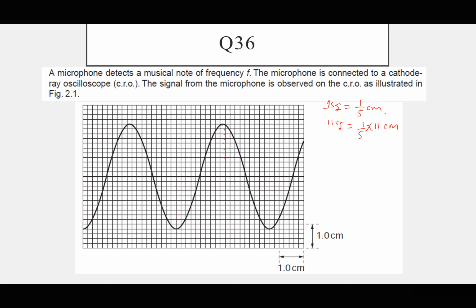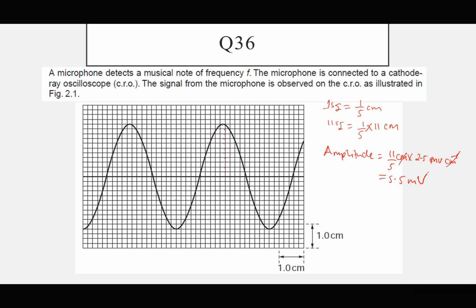But note that the Y sensitivity is 2.5 millivolts per centimeter. Therefore, the amplitude is going to be 11 over 5 in centimeters times the Y setting, 2.5 millivolts per centimeter. So per centimeter is cancelled. You have 11 times 2.5 divided by 5, which gives you 5.5. So this is 5.5 millivolts.